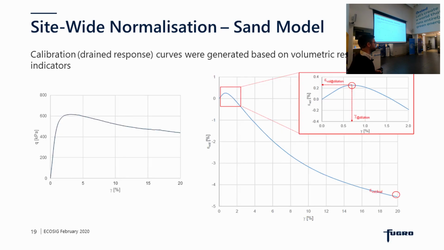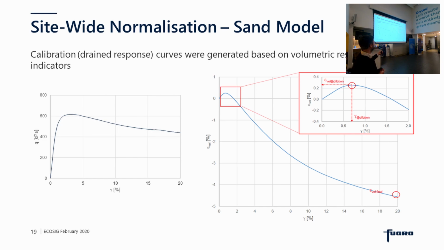What we can then do is identify some important features of soil response that we want to replicate in our model. In this sense, we've got an idealized drained response curve, which is a measure of the stress strain response of the soil, and we have the idealized volumetric change. So as we compress our soil, we get a change in the stress strain response, and also the volume of that sand sample changes. Now, there are three distinct points that have been picked out of that response for calibration.